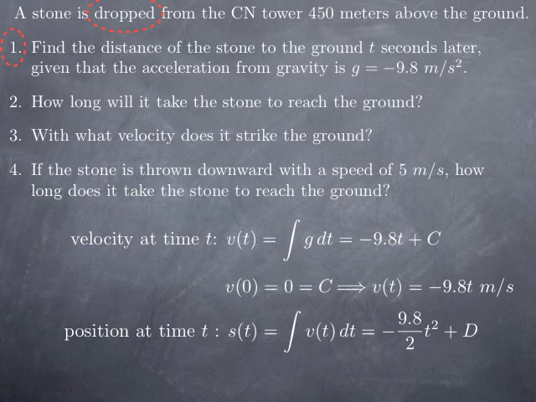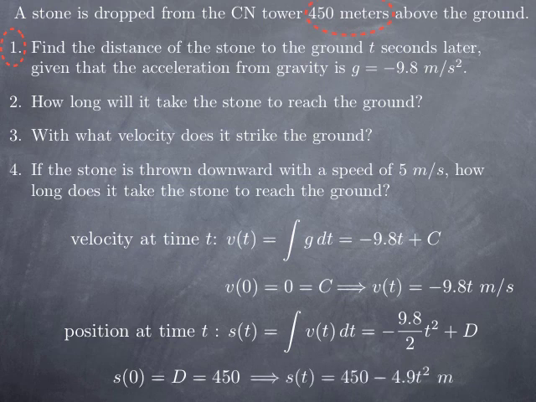To find the constant, we look at the initial position. At time t equals 0, the distance from the ground is 450 meters. On the other hand, if I plug t equals 0 in the general form, I get 0 for the first term, and that's just d. So that means that for time t equals 0, the distance to the ground is d, and is 450, so d is 450. That gives us that the distance to the ground at time t is 450 minus 4.9 t squared, measured in meters, and t is the time measured in seconds.